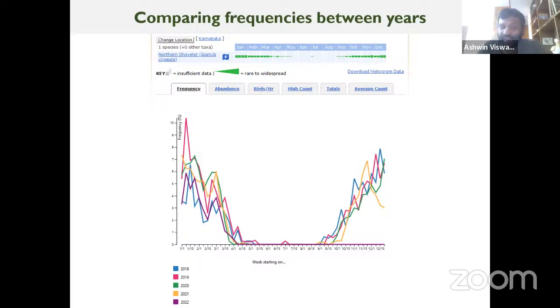The yellow line in 2021, most birds arrived only in the first week of October, whereas already by mid-September, they're reasonably common. I mean, they've come in decent numbers in all the other years. So there is something that has delayed their arrival in 2021. So these are small things that can be learned from these line graphs.